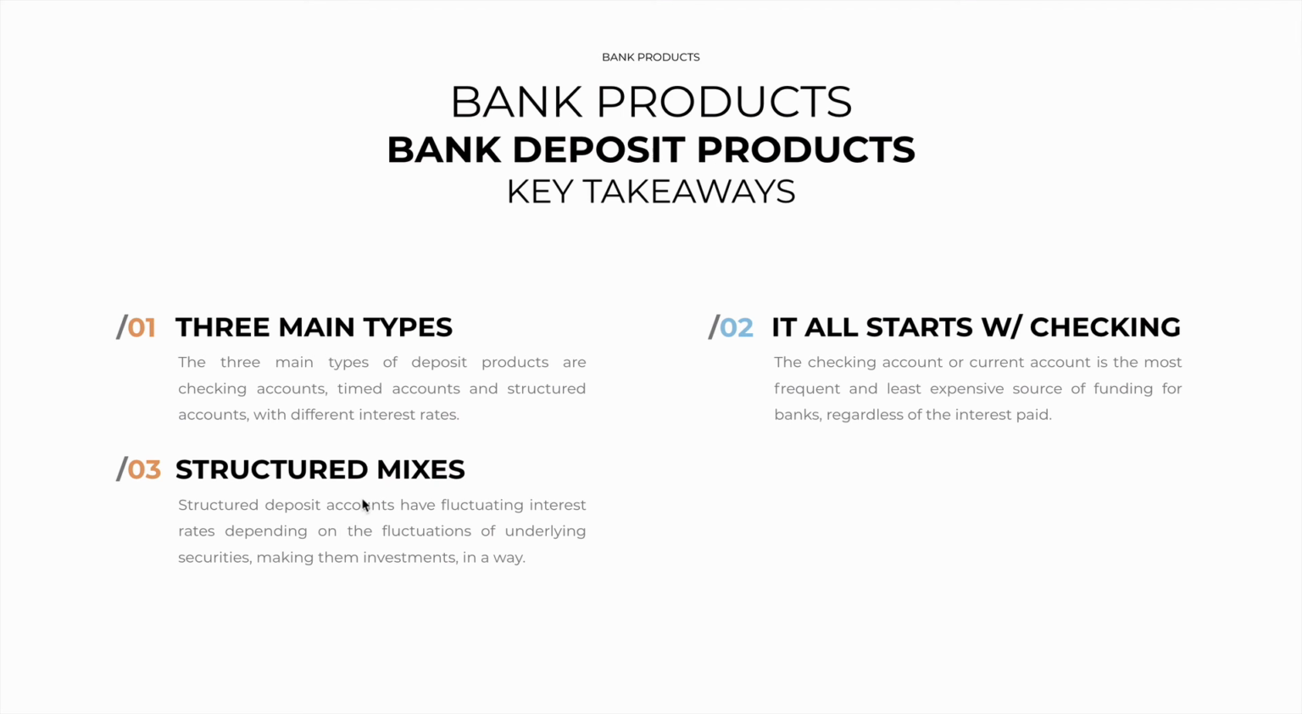And finally, structured accounts are a mix, specifically a mix of an investment product and a deposit. They have fluctuating interest rates depending on the fluctuations of the underlying securities. You don't make or lose money, you make or lose interest. So as we see, there are several types of bank deposits, and naturally, the maturity of savings accounts, for example, is related to the interest that is paid. The more time that you're willing to lock up your money, the more interest that you get paid.